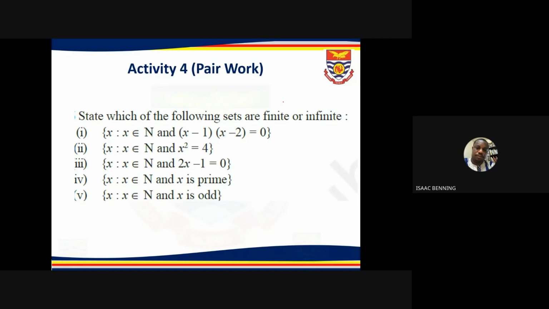So before we go on, let us look at this activity here. State which of the following sets are finite or infinite. So the number 1, will you say it is finite or infinite?